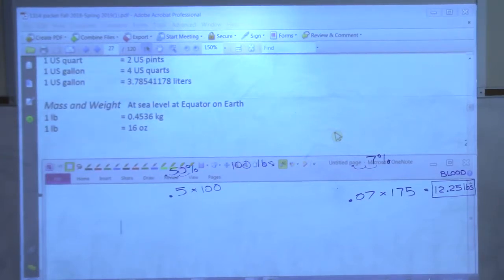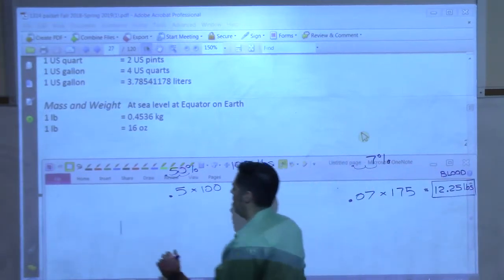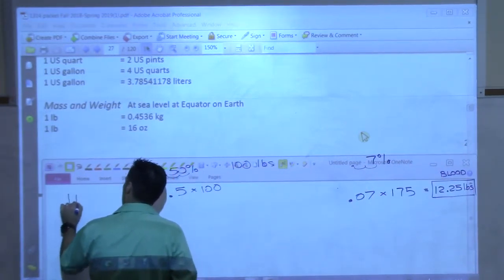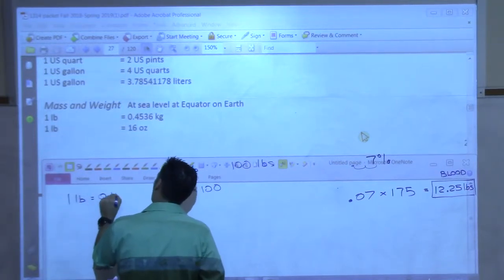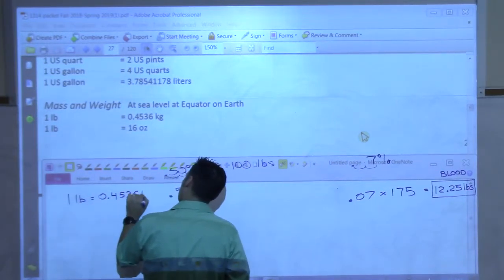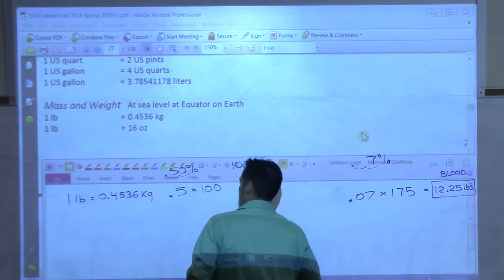There it is. See it? So I'll write it down here. Here's our conversion factor. 1 pound equals 0.4536 kilograms.